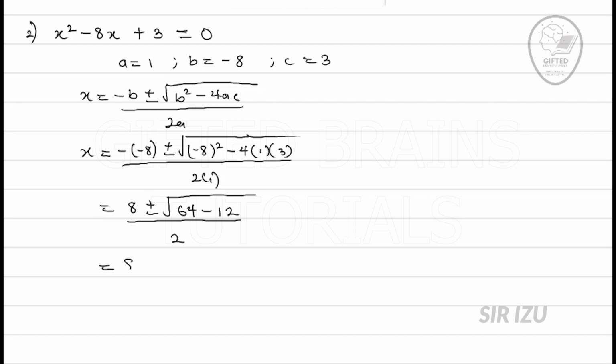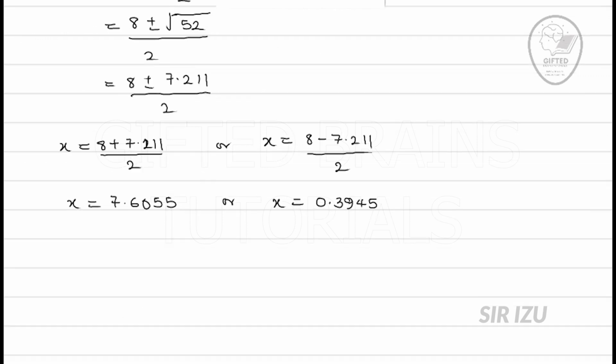And that will give us 8 plus or minus the square root of 52, all over 2. The square root of 52 is 7.211, so 8 plus or minus 7.211 all over 2. We can go further to simplify and get our x. So that's the final answer.